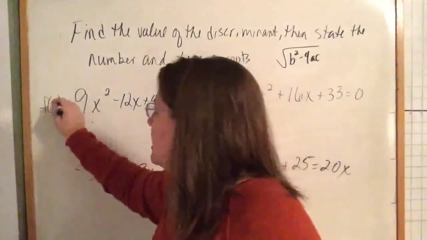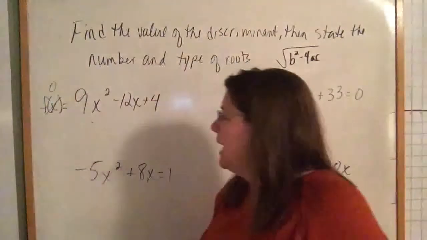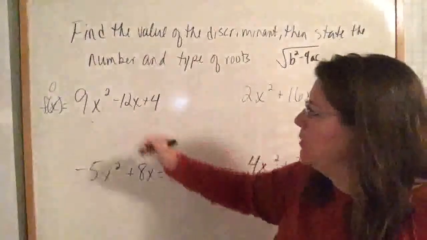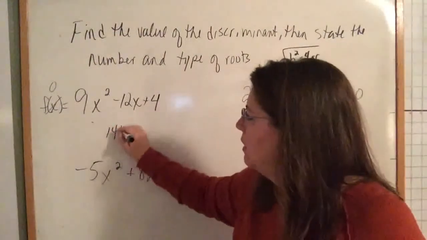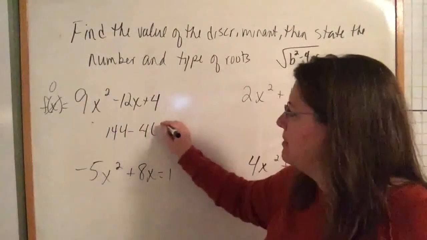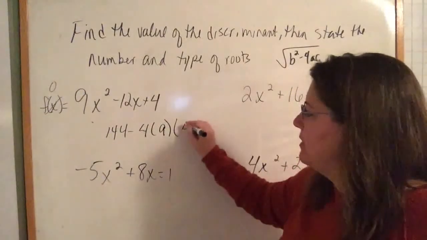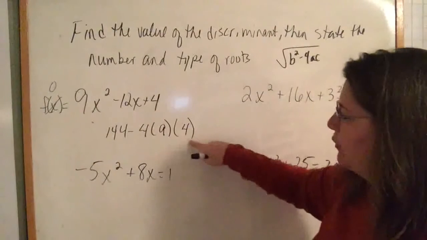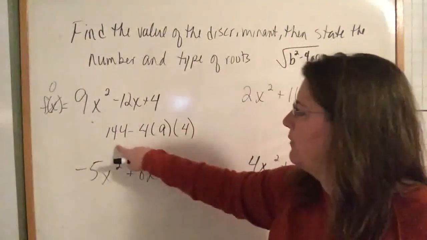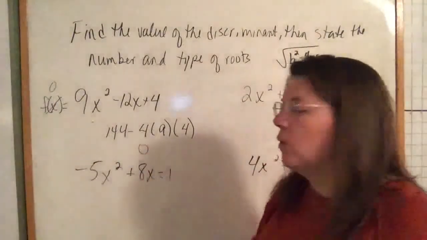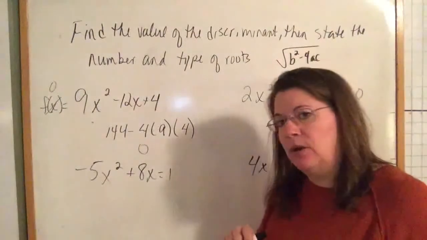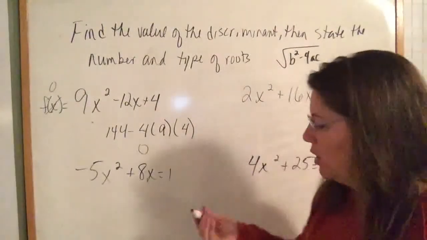So I could just set this equal to 0. And then I have my a, b, and c. So my b squared would be 144 minus 4 times a, which is 9, times c, which is 4. When I do that math, 4 times 9 times 4 is 144. So we have 144 minus 144, or 0 underneath the radical. So the discriminant is 0. When our discriminant is 0, we know we have a double root.